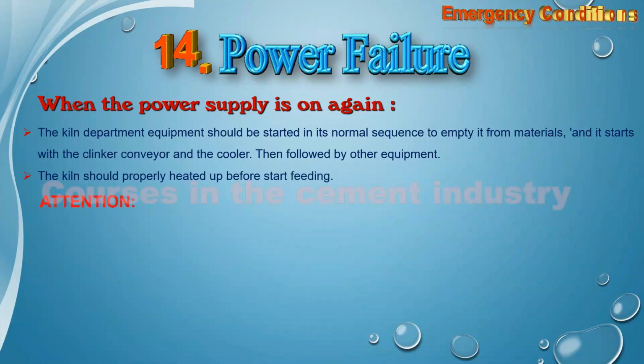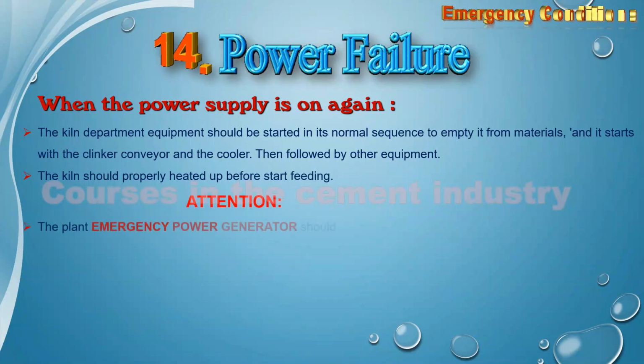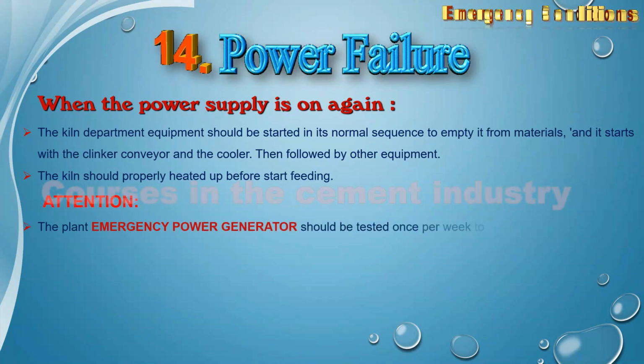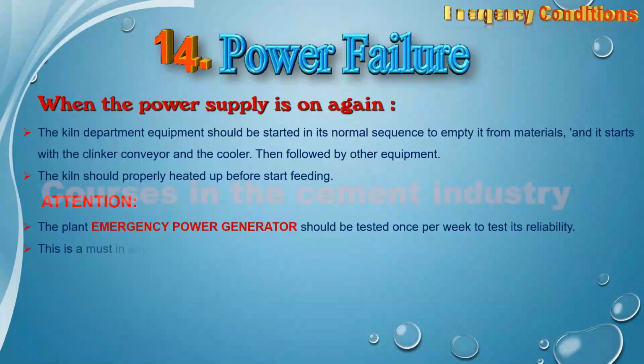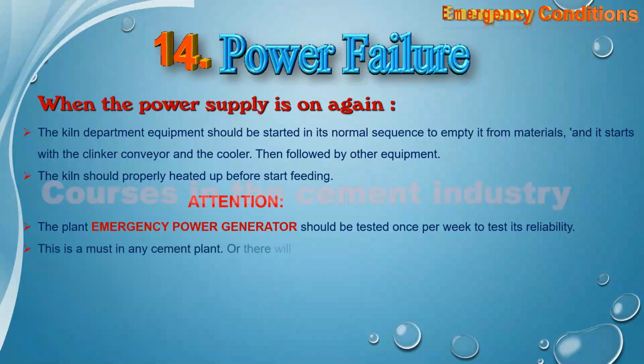Attention! The plant emergency power generator should be tested once per week to test its reliability. This is a must in any cement plant, or there will be severe consequences.